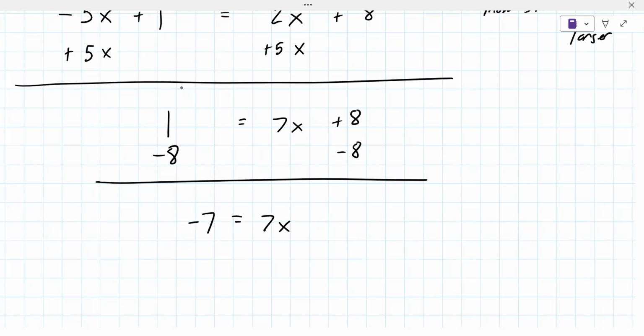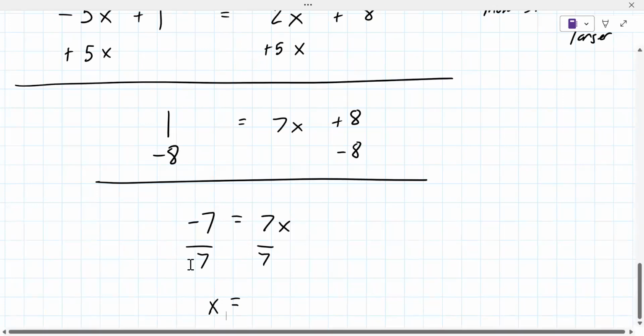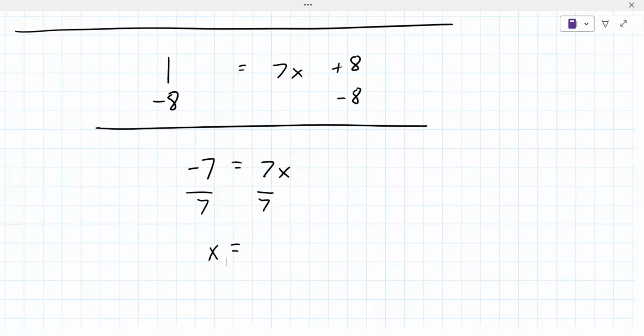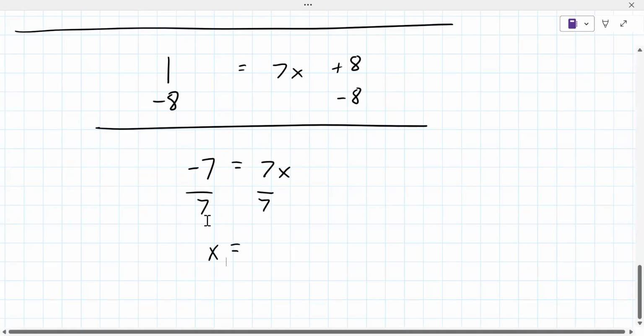And then you divide by 7. So x equals what? What is negative 7 divided by 7, Sarge? That does not give you 1. Negative 7 divided by 7. That's a negative 1.